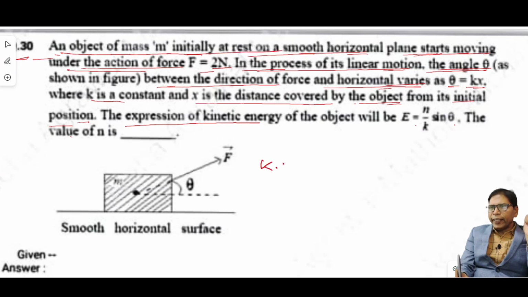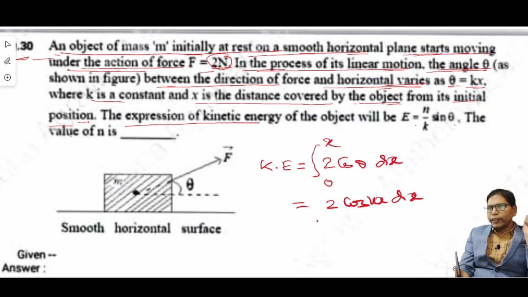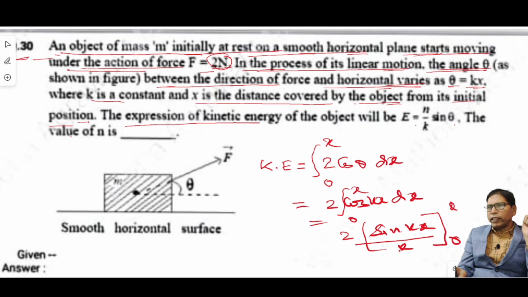Now, gain in kinetic energy K equals work done by the force 2 Newton. So, this is 2 cos theta dx is the work done. Now, integration from 0 to x. So, this is 2 cos theta, and theta is kx, into dx. This is the integration from 0 to x of 2 cos kx dx. The integration of cos kx is sine kx by k. Now, with limits from 0 to x, 2 sine kx by k is the work done. So, n is equal to 2.